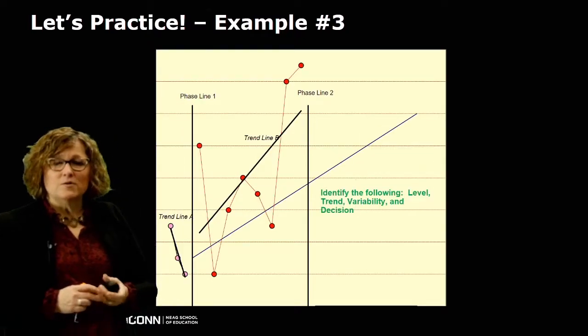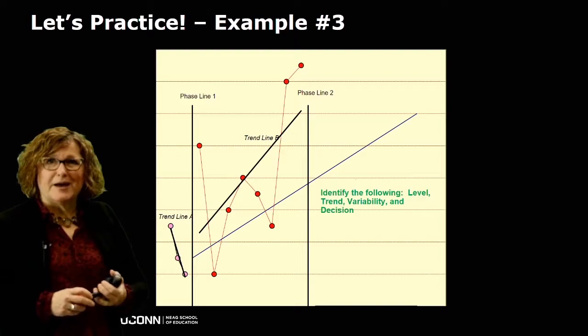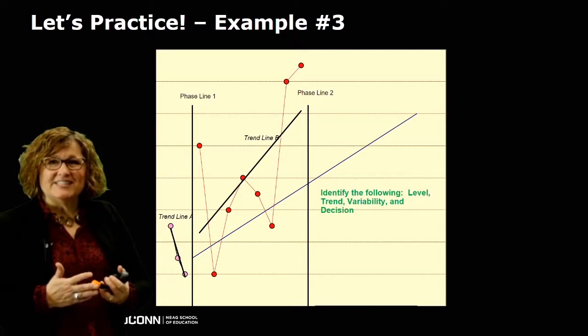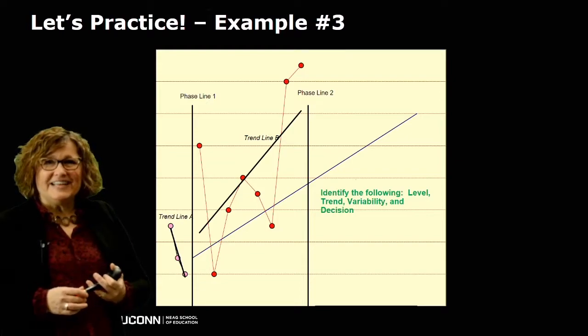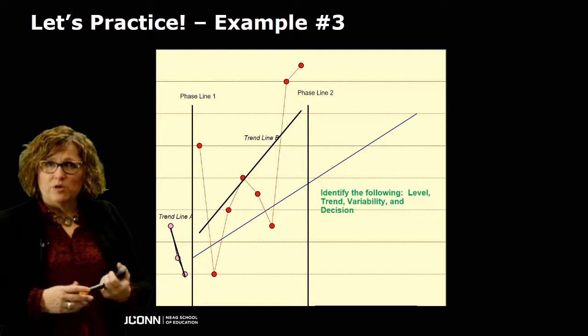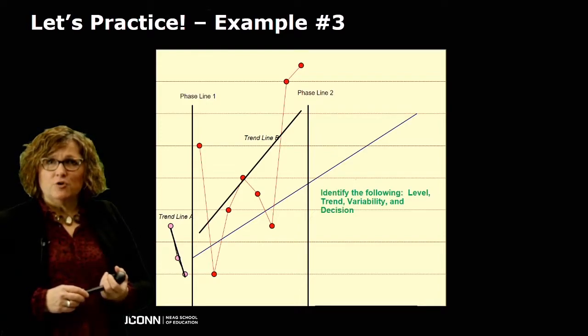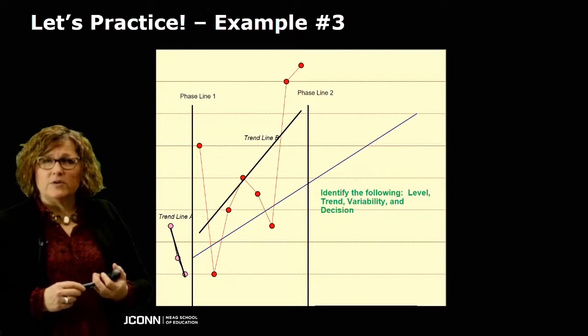All right. Now here, this is what we're talking about, right? Let's look at this example. Again, we've got some pretty wild data here. We're going to identify level, trend, variability, and then what your decision would be. Look at that data, talk with someone next to you, talk to your group, and then in a minute we'll come back together and let's talk about what we think about this data.